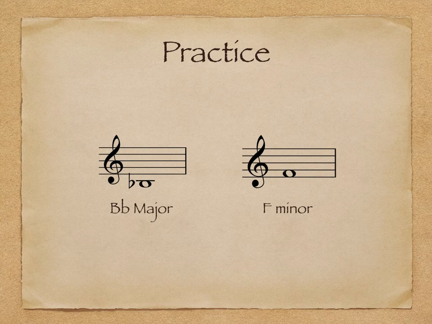Now it's your turn to practice constructing and spelling triads. Construct a major triad above B flat and a minor triad above F. Make sure you stack thirds on top of the root and check the interval qualities to make sure that you've constructed the right quality triad.